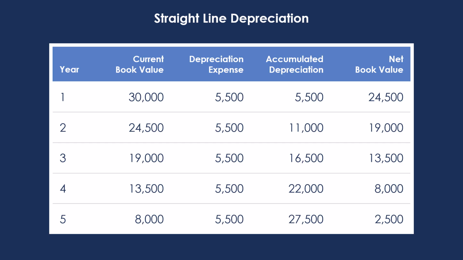In year 2, we start with a net book value of $24,500. That is $30,000 minus $5,500. The depreciation expense for the second year is $5,500 again, the same for each year. The accumulated depreciation is $11,000. That's $5,500 for each of 2 years. Each year has $5,500 in depreciation expense, as can be seen in the table. Accumulated depreciation goes up each year by that amount with ending book value of $2,500, the salvage value.